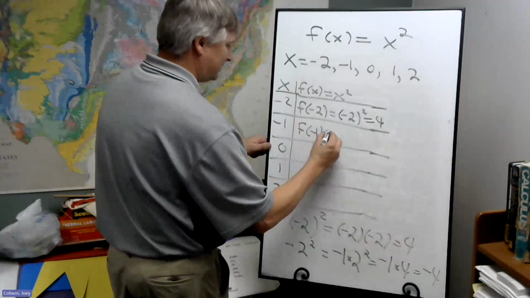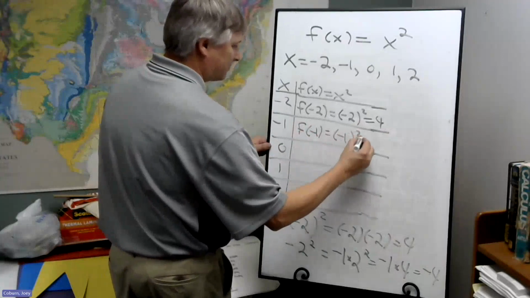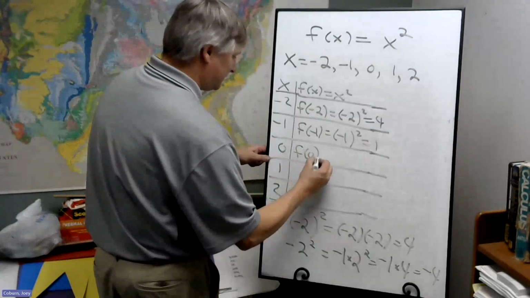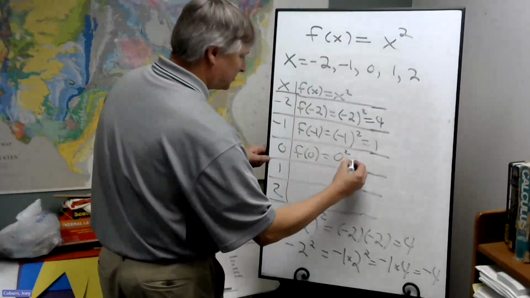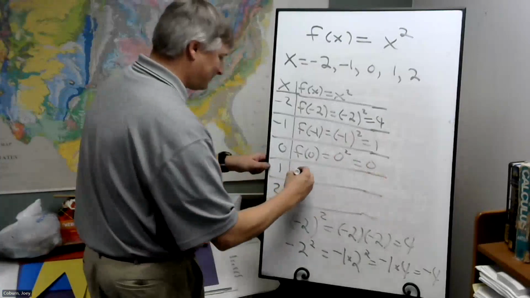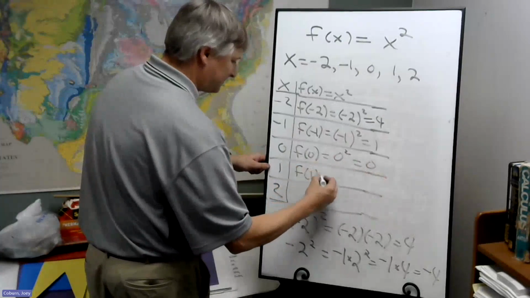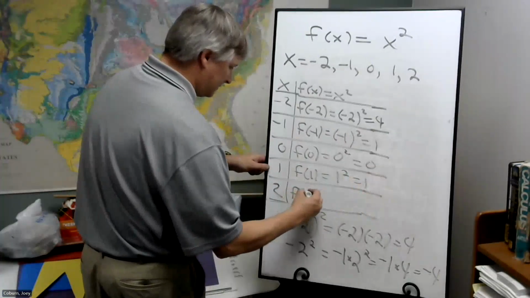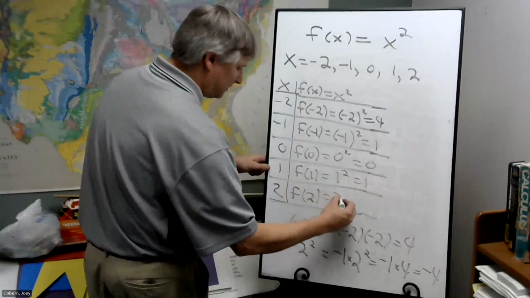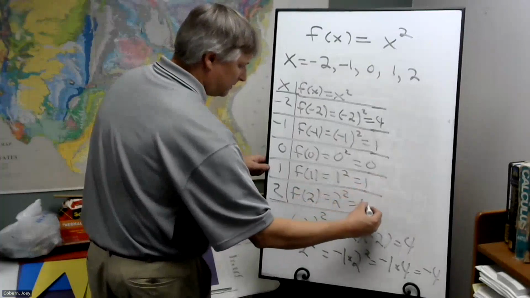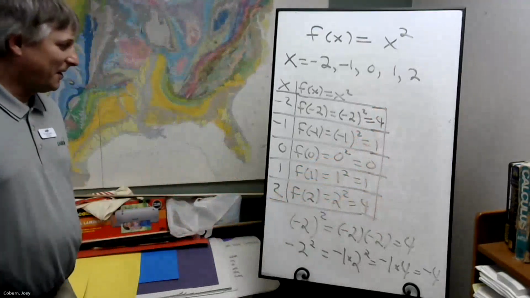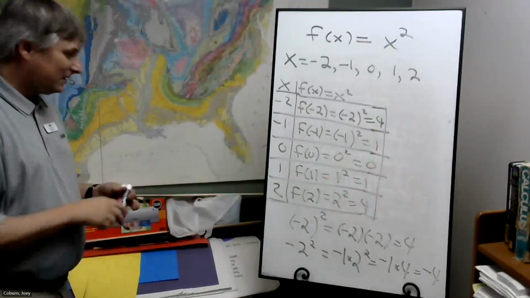F of -1, -1 squared is 1. F of 0, 0 squared is 0. F of 1, 1 squared is 1. F of 2, 2 squared is 4. All right.